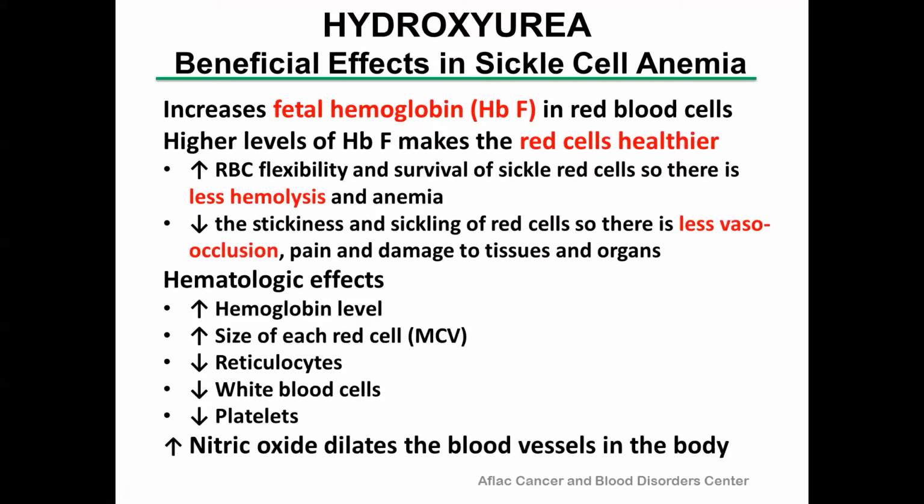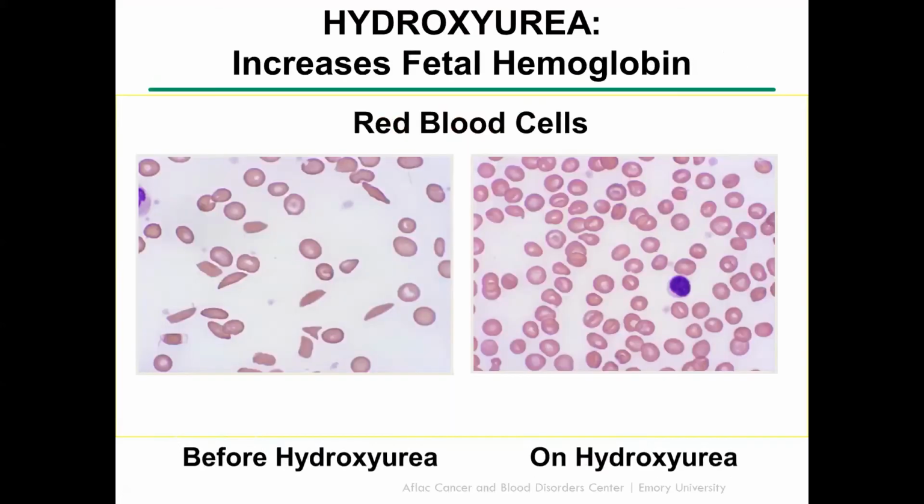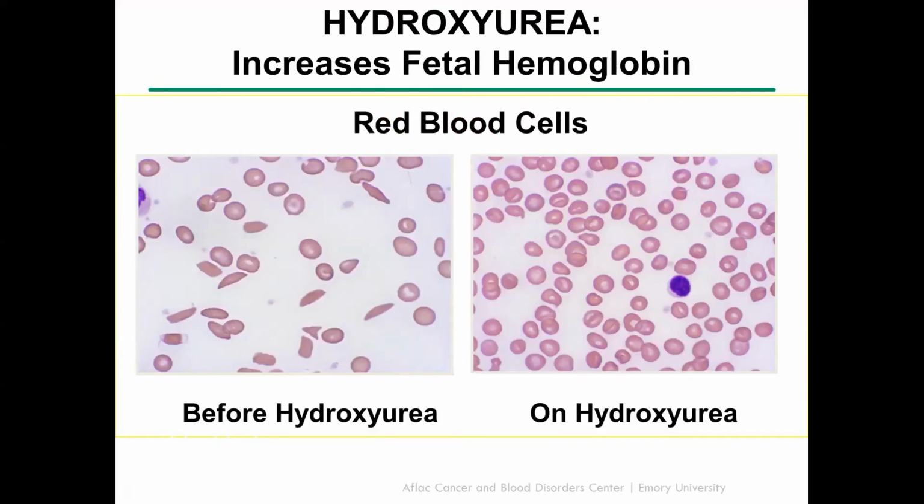And then the last thing that we know hydroxyurea does is it increases the levels of something in the body called nitric oxide. And nitric oxide is important because it helps to dilate the blood vessels. And of course, if the blood vessels stay dilated, it's less likely that they would become blocked. So it's all about the red cells.